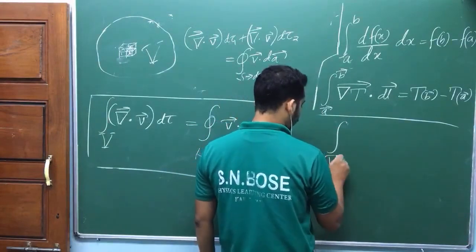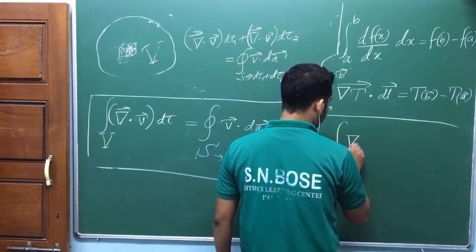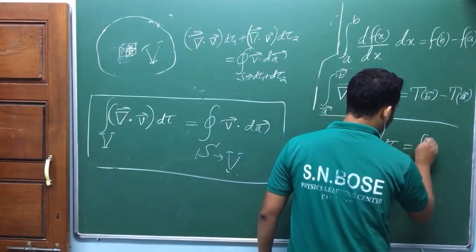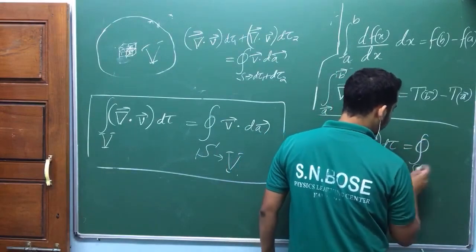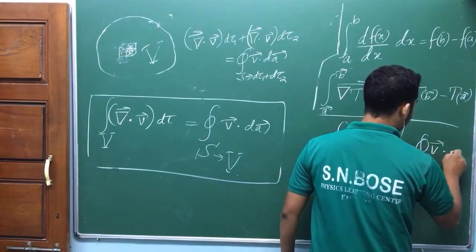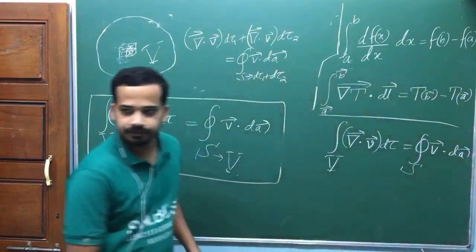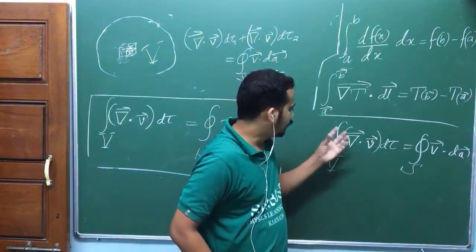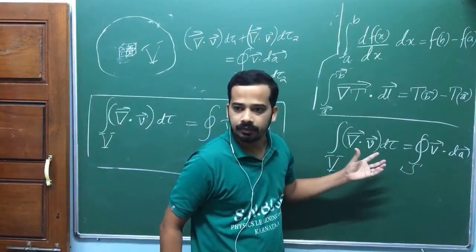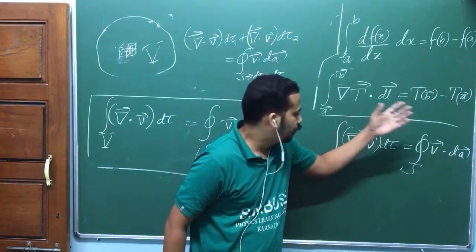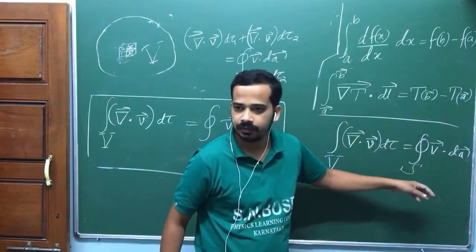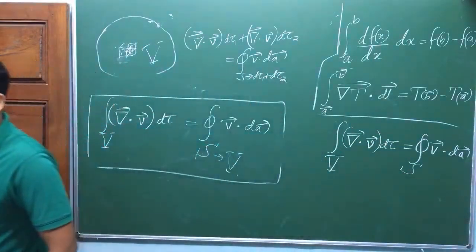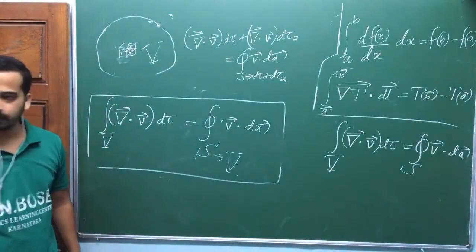Volume integral of the divergence of a vector field is equal to the closed surface integral of V bar dot dA bar. Can you now compare again? Integral of some derivative is equal to the value of that one at the end point. The end point of this volume is a surface, a closed surface. Can you compare? Very easy to remember.